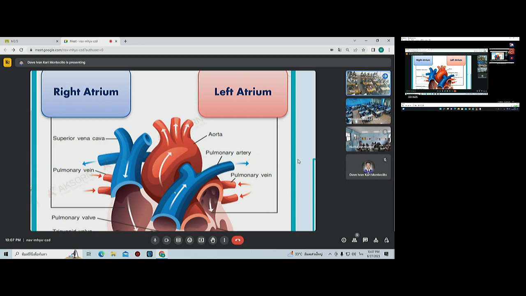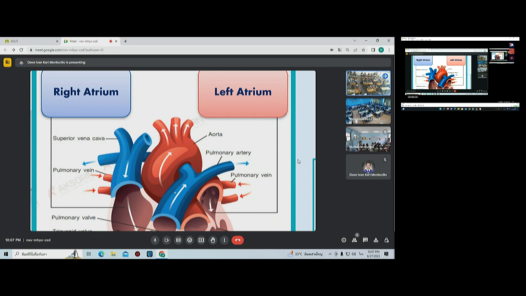Again, what is the blue? The blue is? Okay, superior vena cava. How about the red? Aorta. How about the small blue blood vessel? Pulmonary artery. How about the small red vessel? Pulmonary vein, okay? Just remember. That is your blood vessels in the heart.